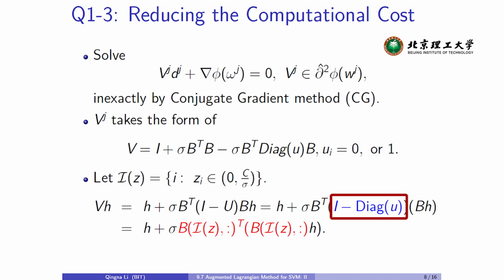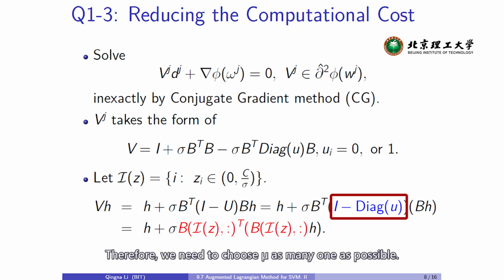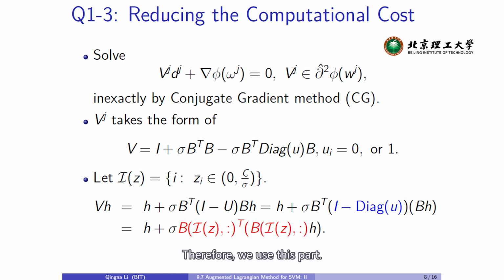For this mu, if it is 1, then the difference of this part will be 0. Therefore, we need to choose mu to have as many 1s as possible, all right? Therefore, we use this part. This I_Z denotes that Z_i lies between 0 and this constant. In other words, if Z_i lies in this interval, then mu will be 0.